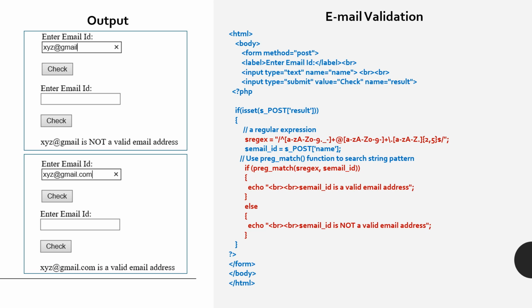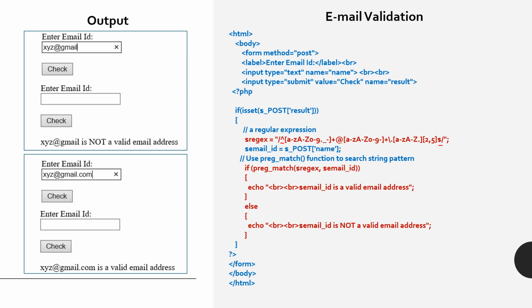Now, this refers to the beginning and this refers to the end. Before the @, what are allowed? A to Z should be there, small letter, capital letter allowed. 0 to 9 allowed. Dot is allowed. Underscore is allowed. Okay, these are the cases. Then this plus refers to one or more. Okay, now comes the @. After the @, again the same thing.